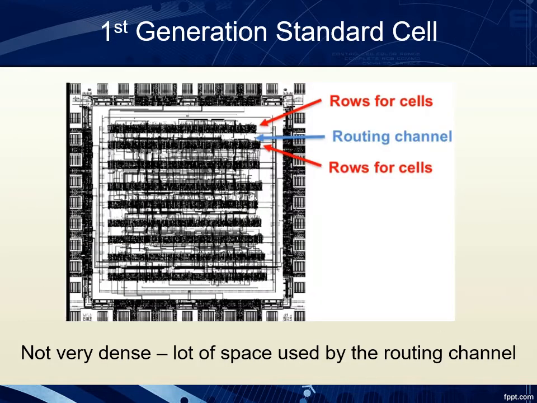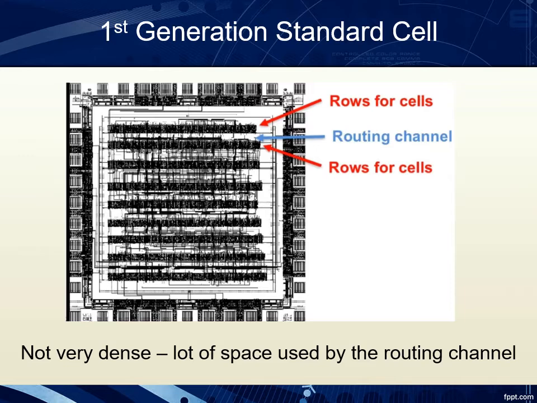The question is, how do we use the standard cell and the macrocell? Here we have an image of a pretty old standard cell, a first generation of standard cell. Here, as you can see, cells are arranged in rows, and these rows of cells are designed to have the same height, but may vary in width depending on the complexity.